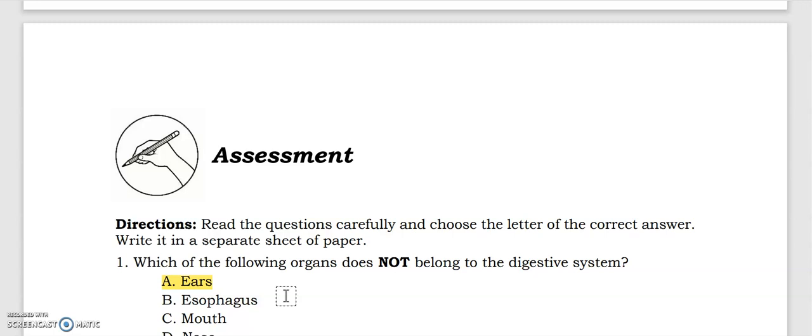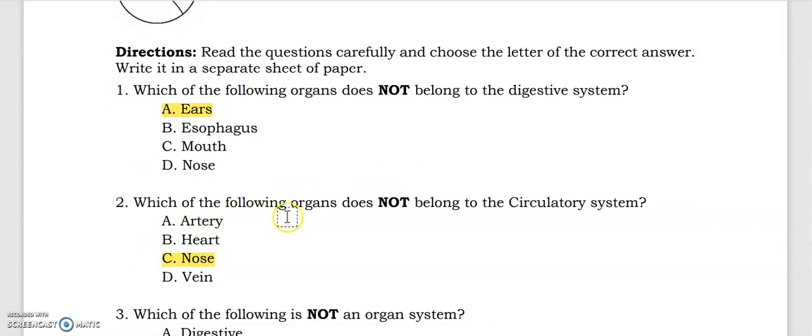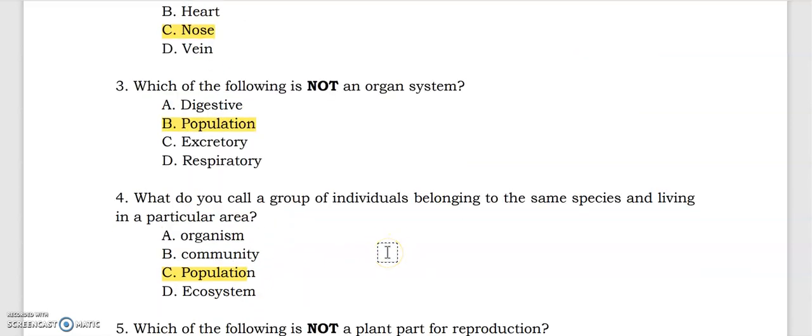Number 1, which of the following organs does not belong to the digestive system? So digestive system, esophagus, mouth, nose. So ears does not belong to the group. Number 2, which of the following organs does not belong to the circulatory system? Okay, for the circulatory system, we have the artery, the heart, and the veins. So nose is not included here. Number 3, which of the following is not an organ system? The answer is population, because digestive, excretory, respiratory, they are organ systems.